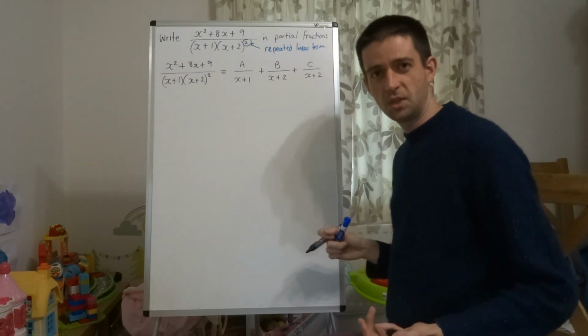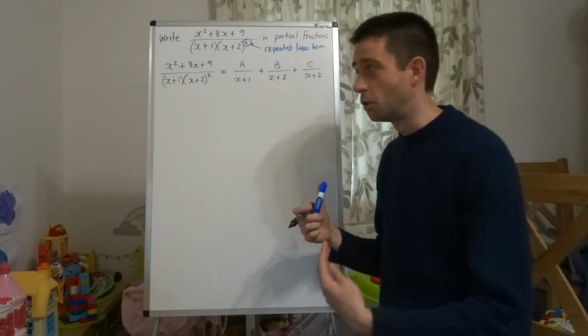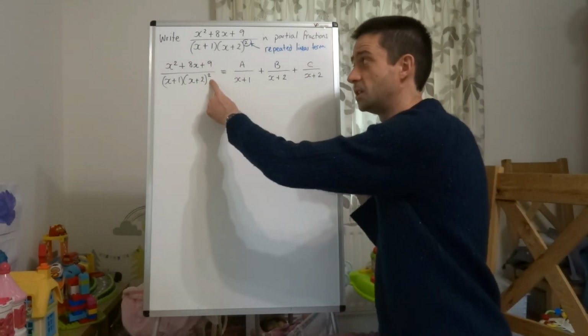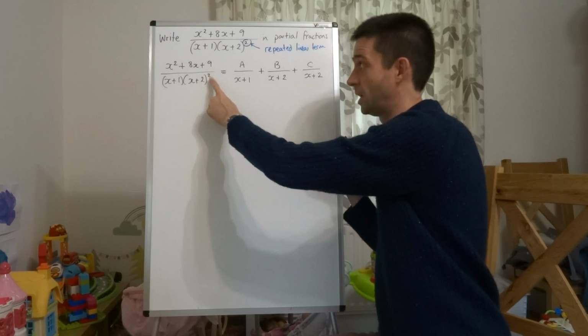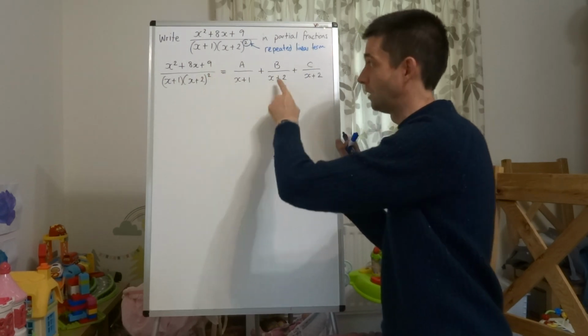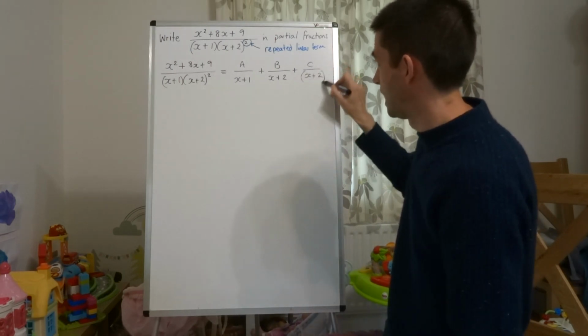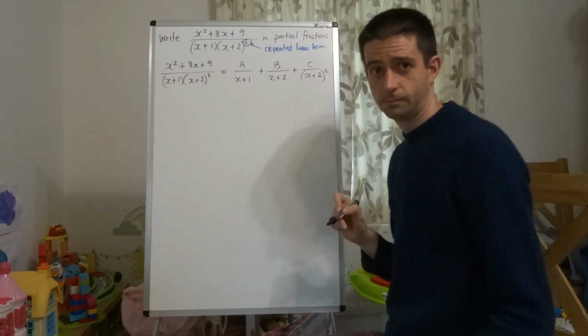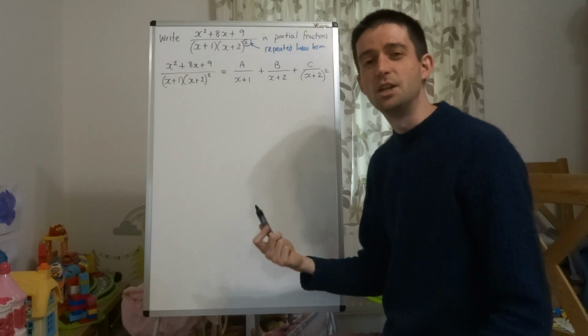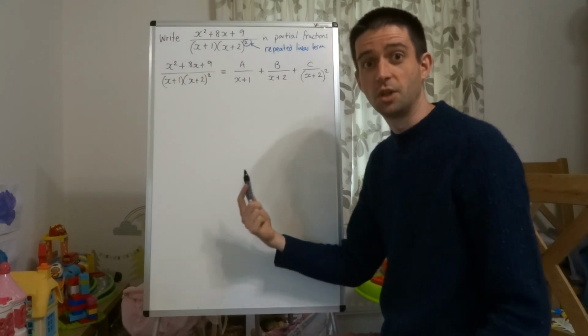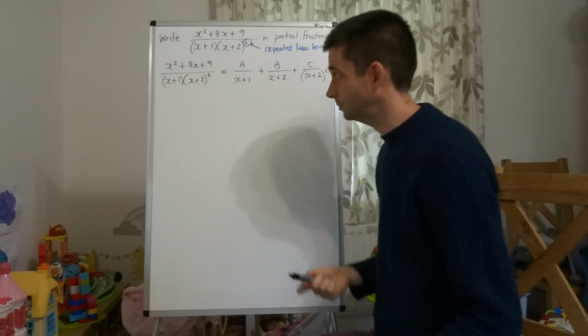Sometimes people think it would be C over x plus 2 as well, but it's not. If you have a repeated term on the denominator like this, where we have this term twice, you have to have it once, and in the next partial fraction you have to have it twice. At the end of the video I'll briefly explain why, but for now I'll just go through how to solve the problem.